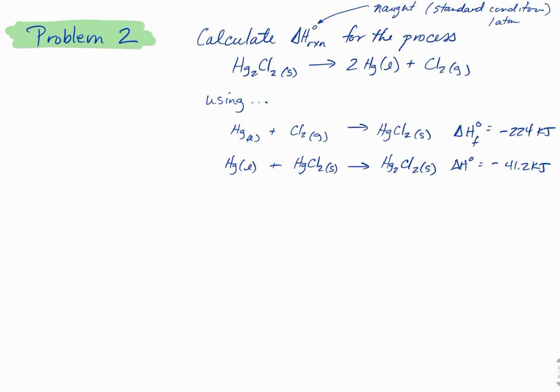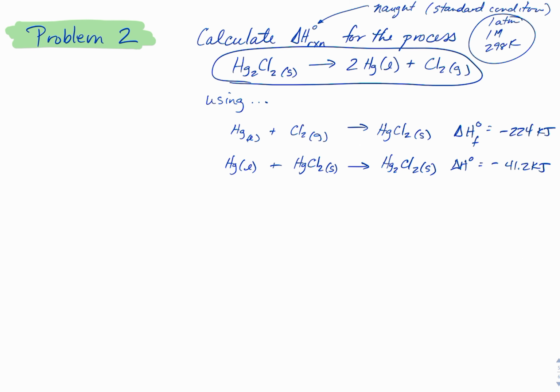If it's a solution, like an aqueous solution, it's 1 molar. The temperature tends to be at 298 Kelvin. Those are standard conditions, and any time that zero, or naught, as we call it, is written on an enthalpy, those conditions are typically being met. So the question asked again: calculate the delta H naught for this reaction right here.